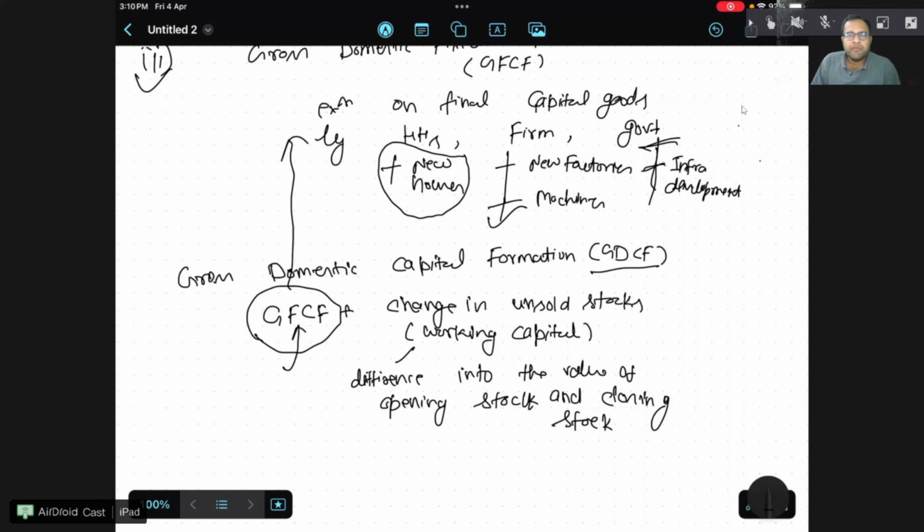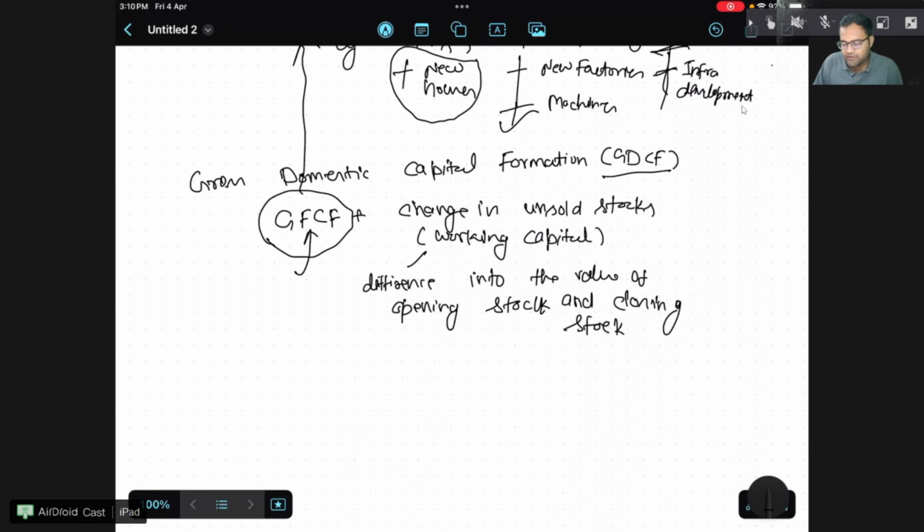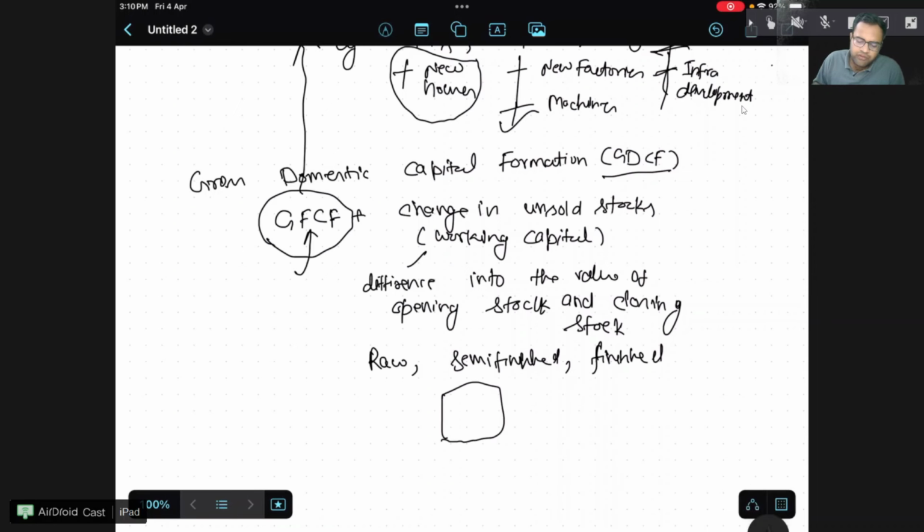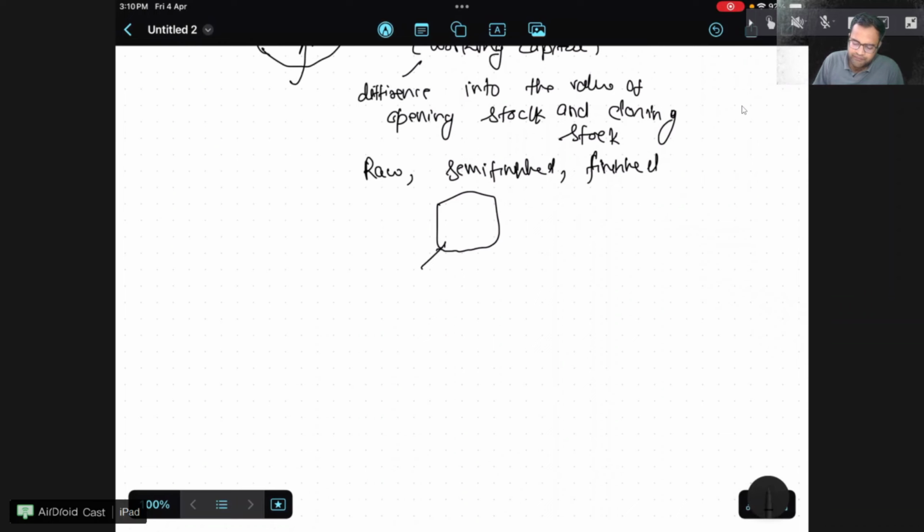Unsold stock means, when we are thinking about any firm, at the beginning of the year that firm contains some raw material, some semi finished goods, and some finished goods. Take an example, let's say a car company. In order to make any car, this car company first has some raw material, let's say steel, some semi finished goods like semiconductors, and some completed stocks, some cars, at the beginning of the year.